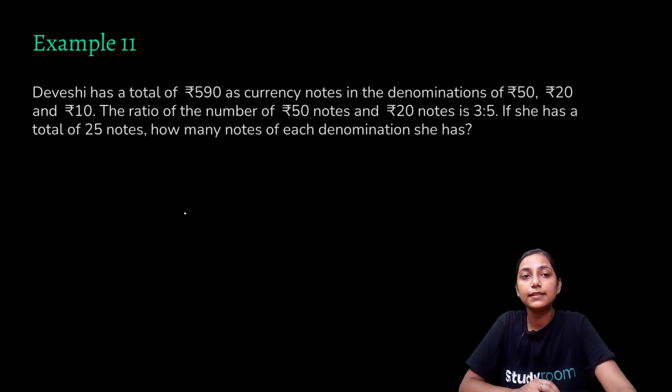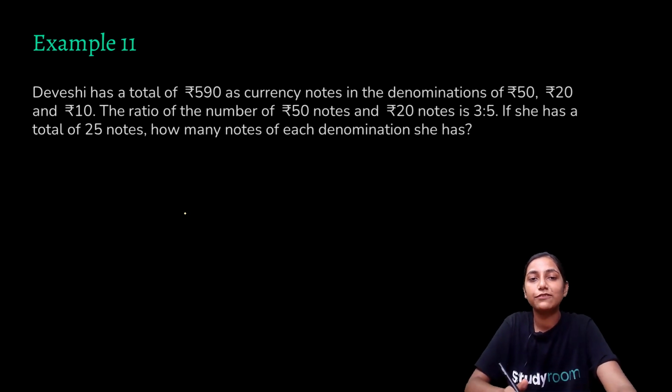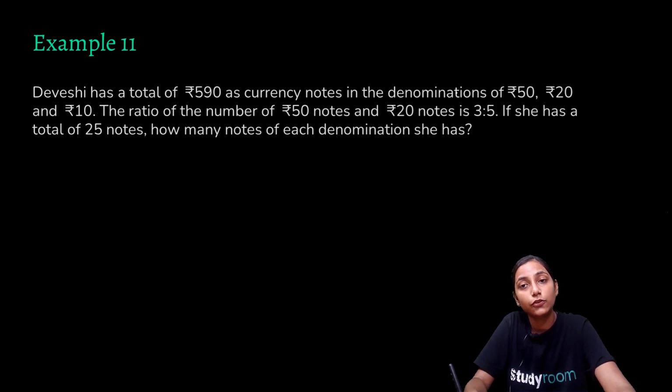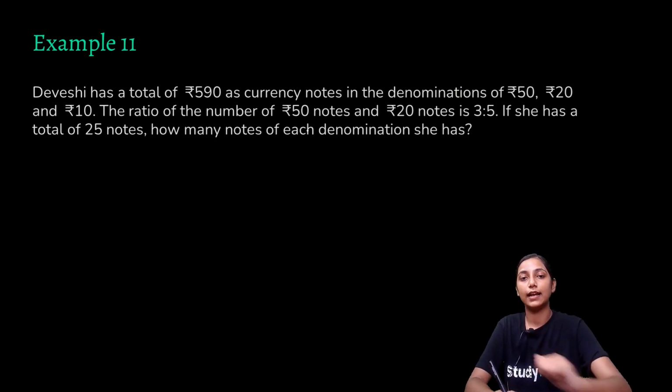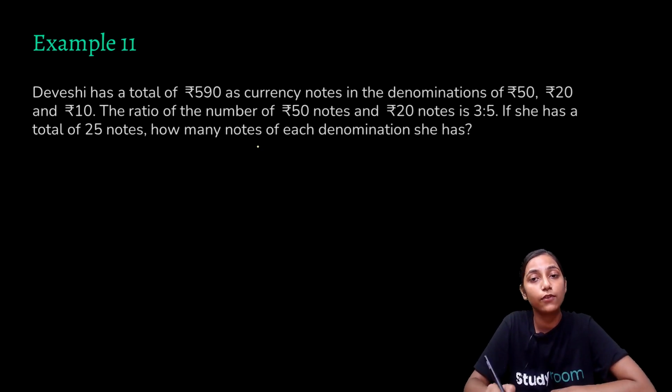Our next example is example number 11. It says that Deveshi has a total of rupees 590 as currency notes in the denominations of rupees 50, rupees 20 and rupees 10. The ratio of the number of 50 rupees notes and 20 rupees notes is 3:5. If she has a total of 25 notes, how many notes of each denomination does she have? So we need to find the number of notes of each of these denominations.